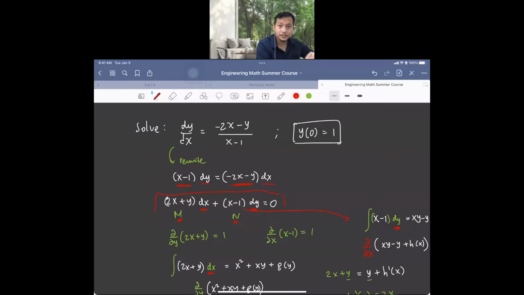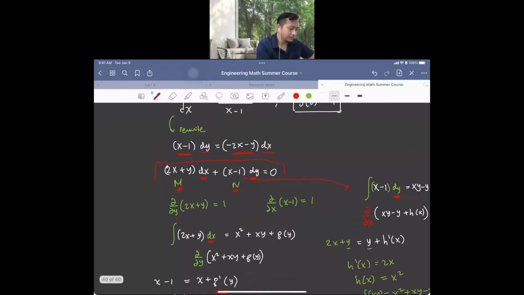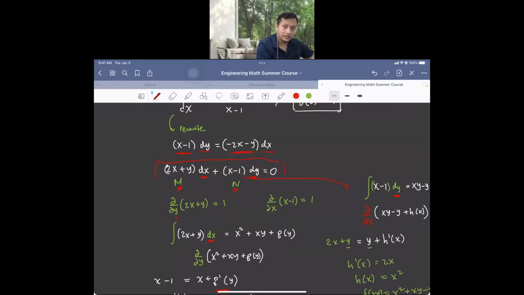And by using the partial derivatives, remember the partial derivatives, we can partially differentiate M with respect to y. So when we have 2x plus y, differentiating with respect to y, then it becomes 1, because x is a constant and it's 0, right? And the same thing with N, but we partially differentiate with respect to x and it becomes 1, right? Because it has the same result, then we know that this is an exact equation and we can apply the behavior in partial derivatives.